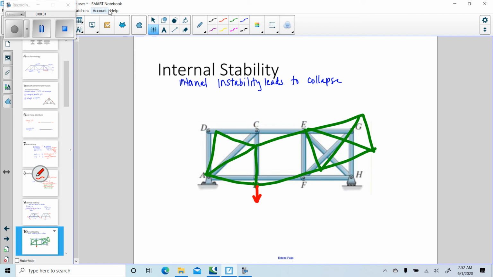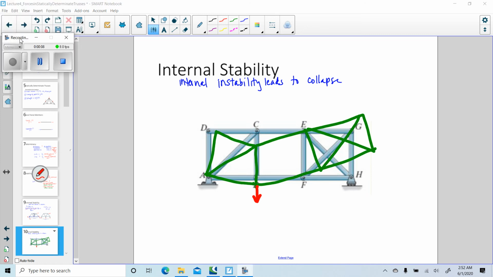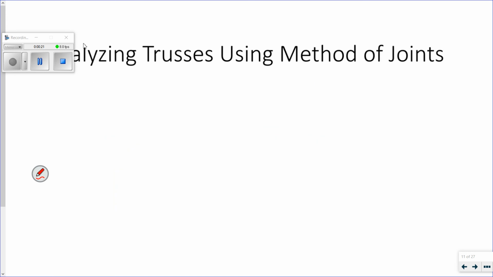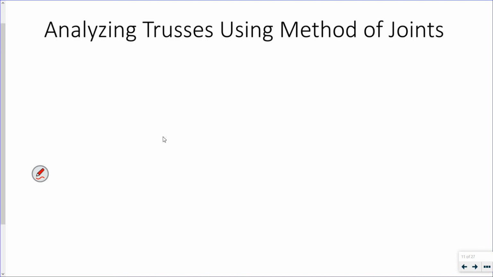All right, now let's get back to trusses. We just talked about stability and determinacy of trusses. Let's move on to analyzing them and solving for their forces. There are two different methods that you can use, and you don't have to use them each exclusively. You can use them together, but we're going to learn them separately.